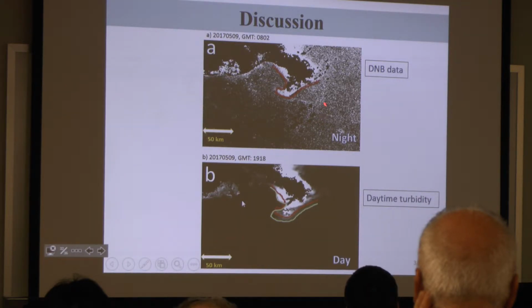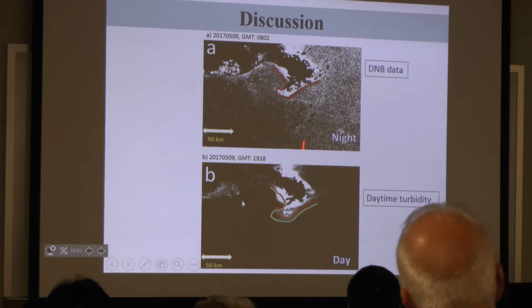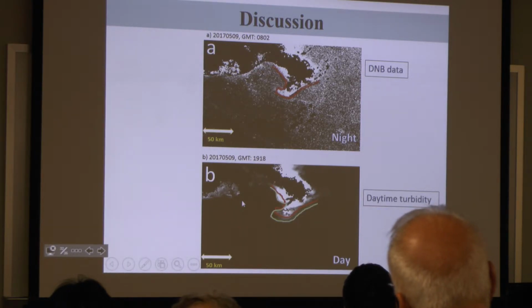As you can see in this figure, the daylight band data image is at the top, and the daytime turbidity is at the bottom. You can see the sediment plumes move about 10 to 15 kilometers between these two observations. The true accuracy is unknown for the model because I don't have the true in situ water turbidity.